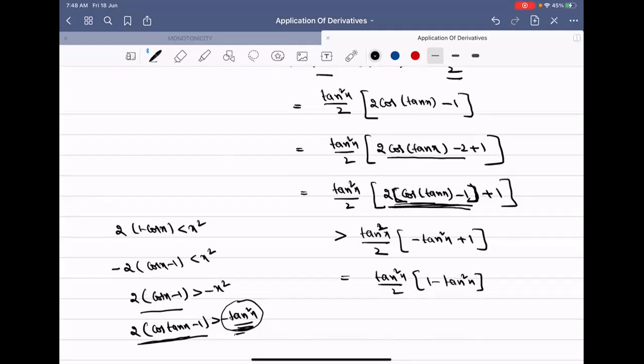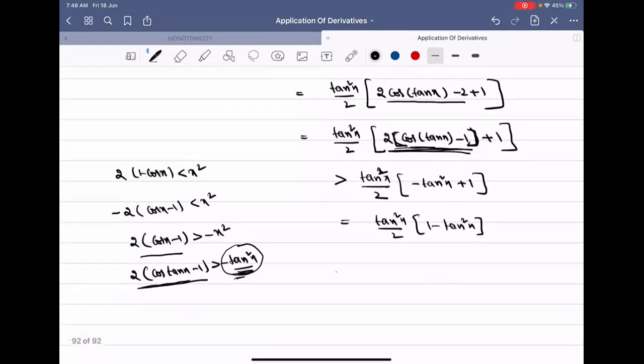Now our given interval is what? x belongs to the closed interval 0 to pi by 4. In this interval 0 to pi by 4, is tan x an increasing function or a decreasing function? Tan is an increasing function from 0 to pi by 2. So from 0 to pi by 4, it is an increasing function.